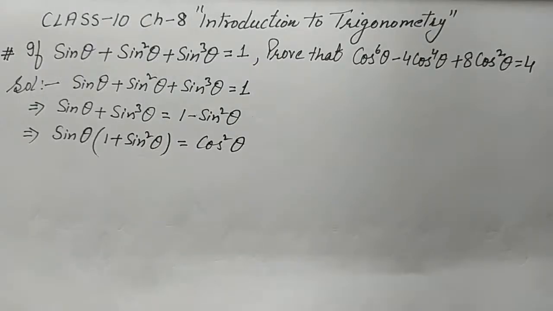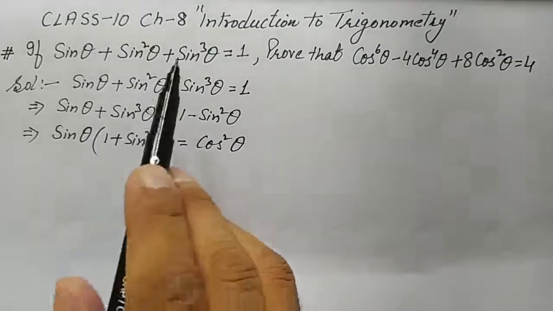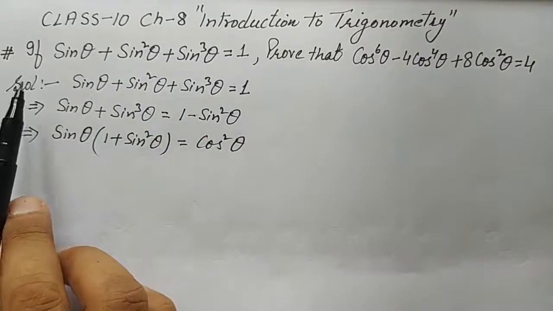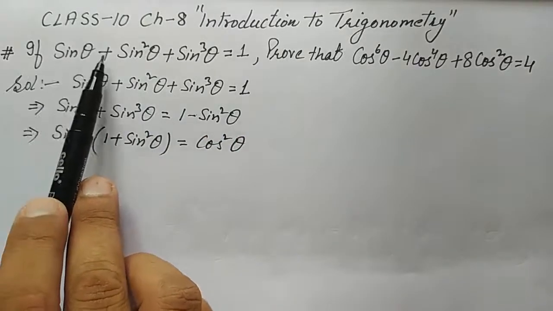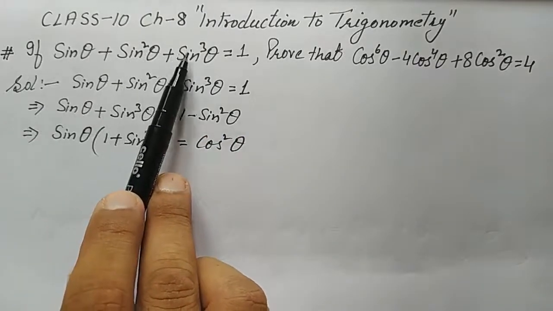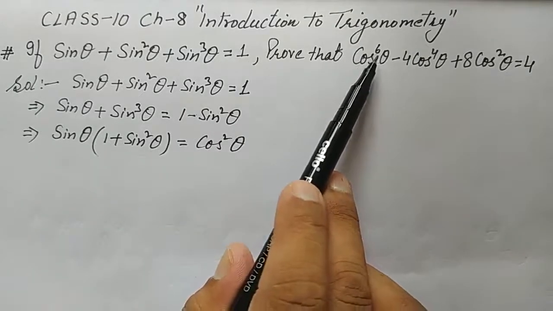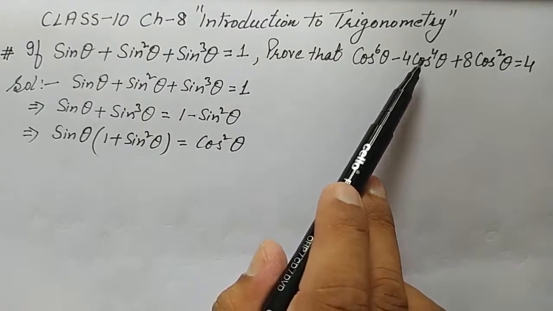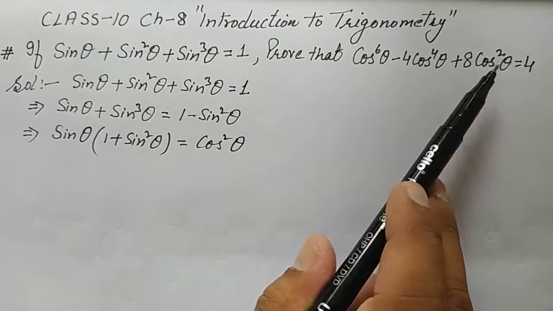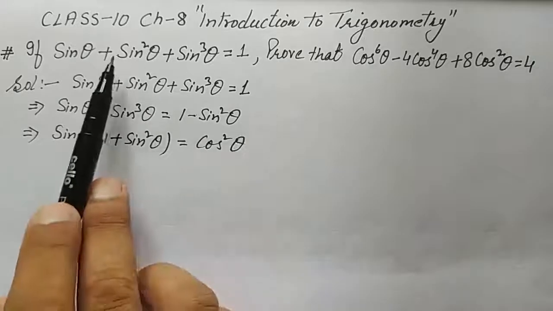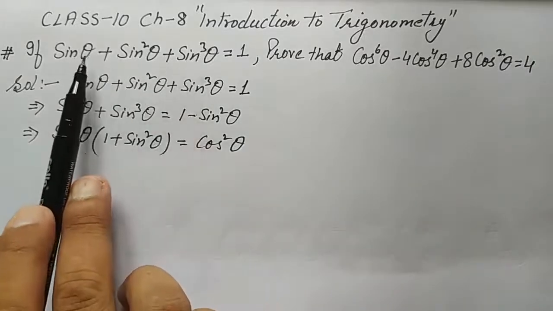Let's do this question, and the question is taken from class 10 chapter 8, introduction to trigonometry. The question is, if sin theta plus sin square theta plus sin cube theta is equal to 1, prove that cos power 6 theta minus 4 cos power 4 theta plus 8 cos square theta is equal to 4. So this thing we are to prove, and this is given to us. So we'll start from the given.